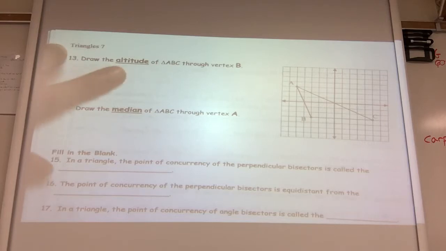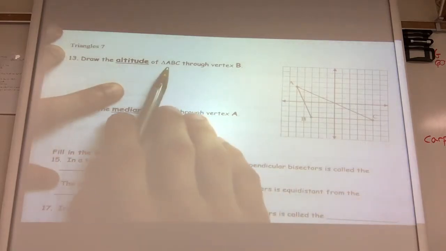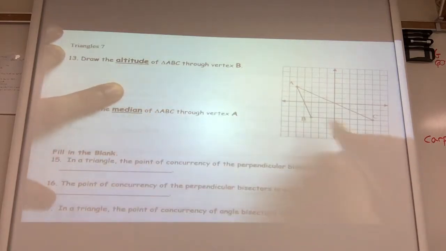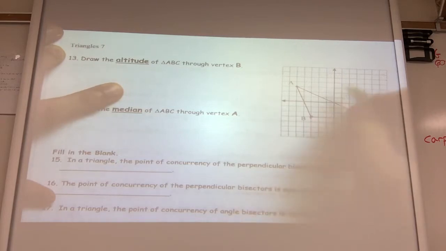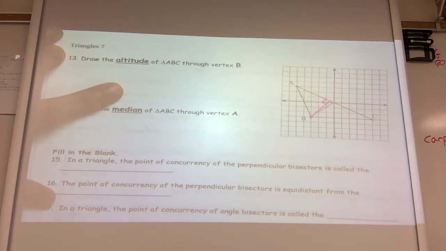So draw the altitude of triangle ABC through vertex B. So it needs to go through this vertex. So there's the vertex. I need to draw it straight down. So I'm guessing that would be like right here-ish. Not quite. Probably should have been more like right there. Needs to be at a 90-degree angle.